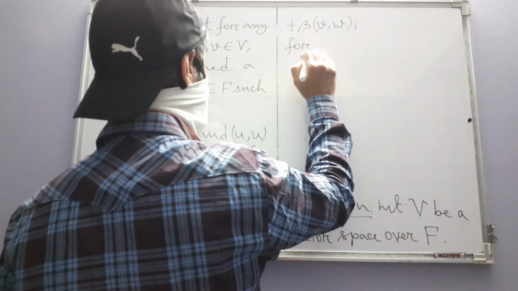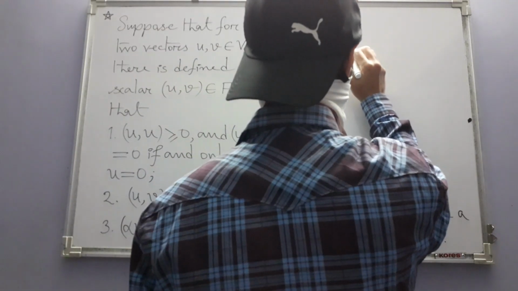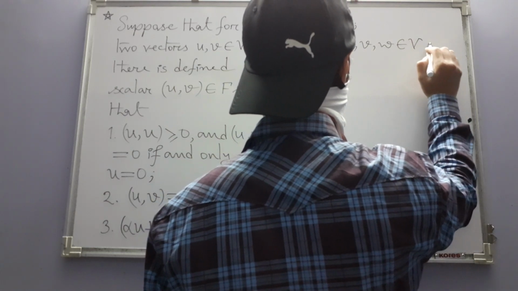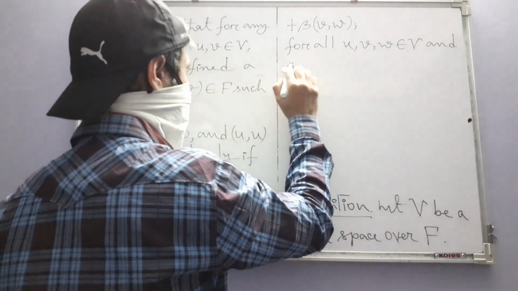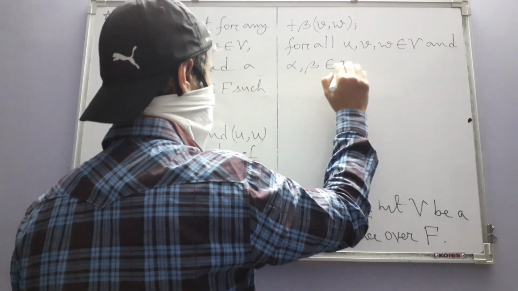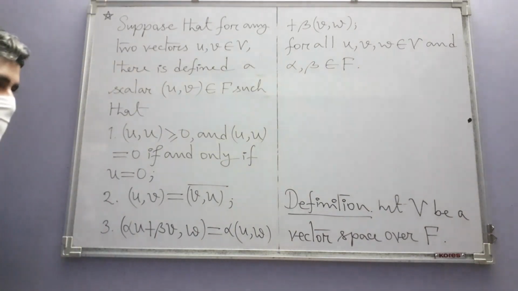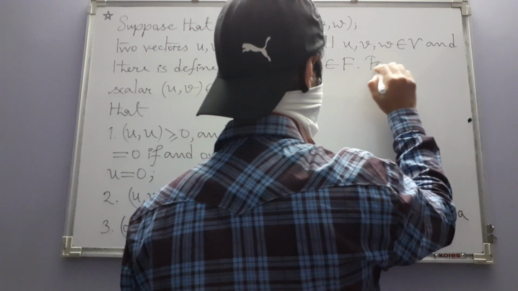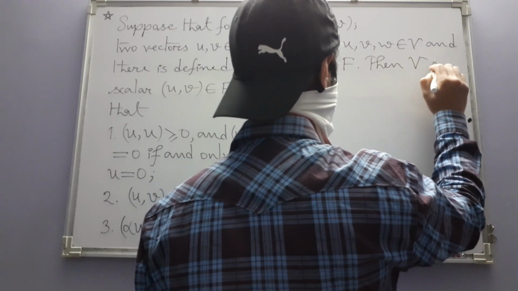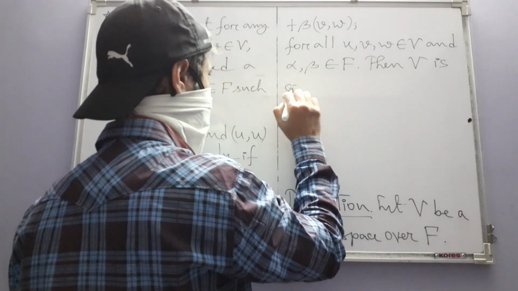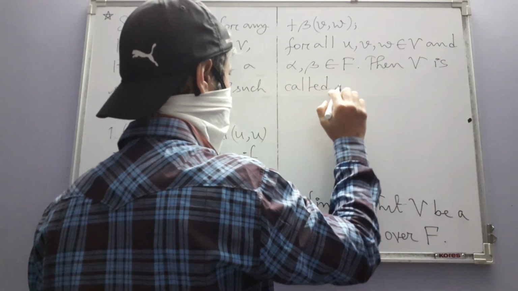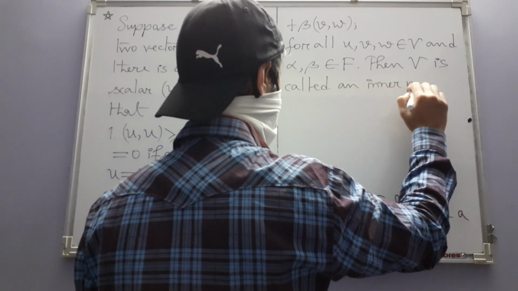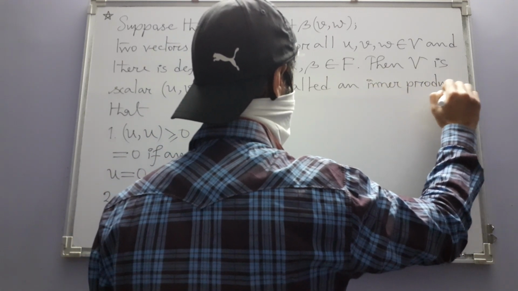For all u, v and w in V and alpha and beta in F, then V is called an inner product space.